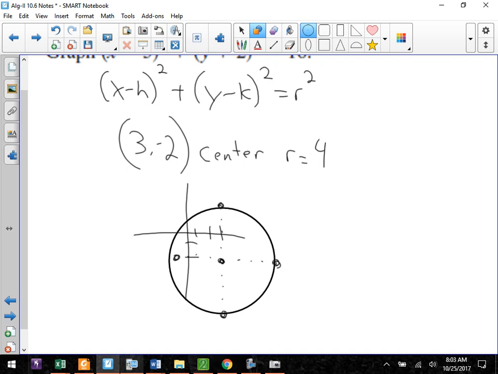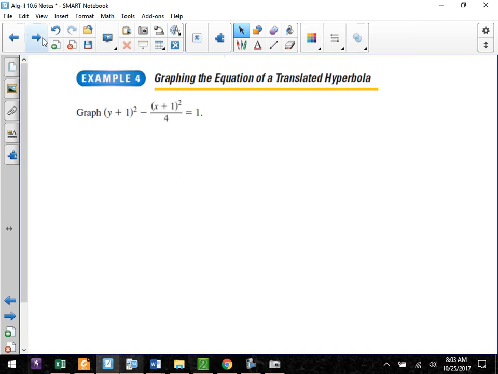Okay. It's not bad, is it? It's not bad. Oh no, I made the circle. You just weren't paying attention. No, it's not highlighted. Okay.